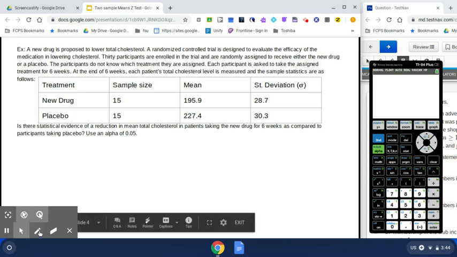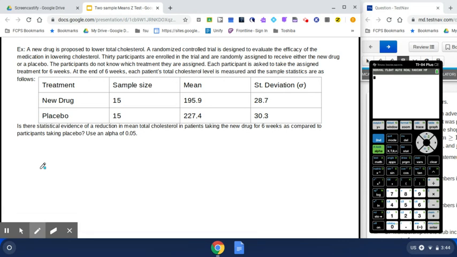All right, so first step is we want to write out the null and alternative hypothesis. So our null hypothesis in this case would be mu1, or mu of the new drug, is equal to mu of the placebo group. Mu1 is equal to mu2.